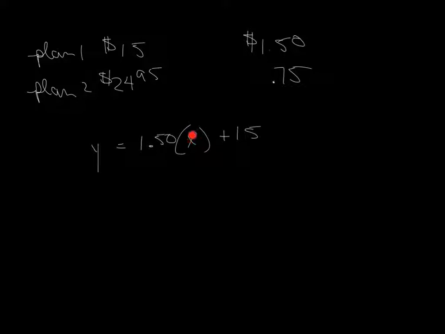So that's what this x is. That x represents how many minutes we have times how much it is per minute, and that will tell us how much we get charged for the time we use, and then we have to add the 15. Plan 2 is the exact same, only we're getting charged 75 cents a minute, so 0.75 times however many minutes plus $24.95 per month. So we're getting charged less per minute, but our monthly rate is more.